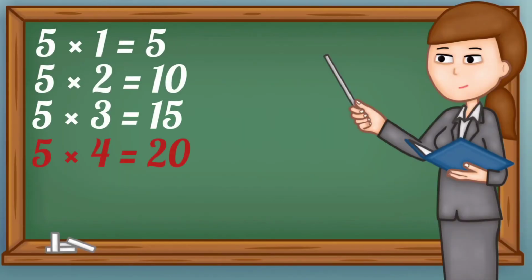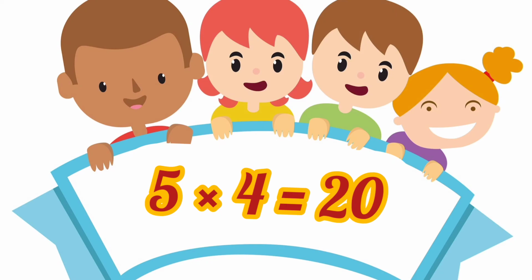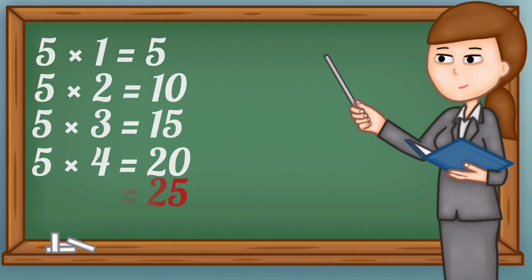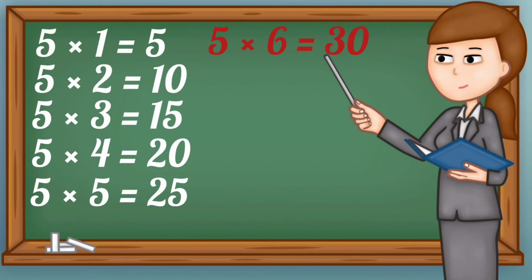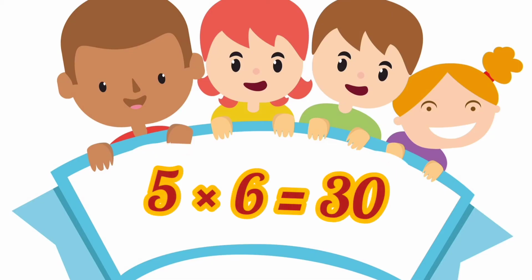5 fours are 20. 5 4s are 20. 5 fives are 25. 5 5s are 25. 5 sixes are 30. 5 6s are 30.